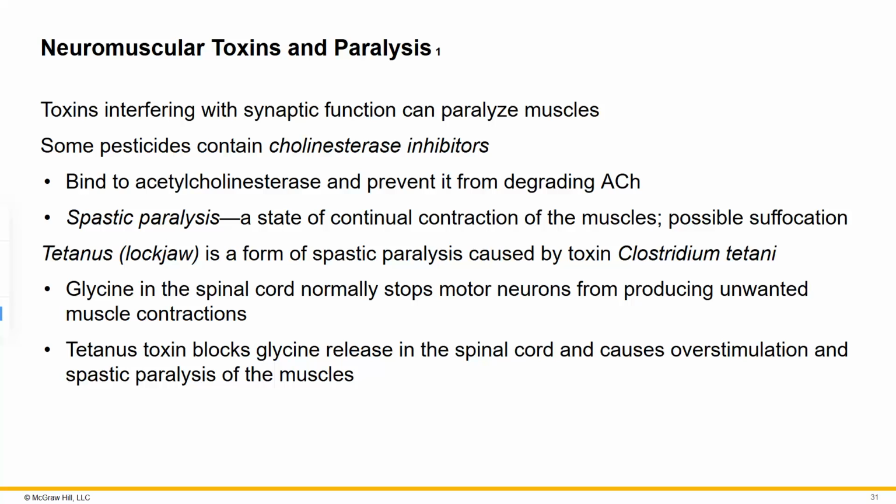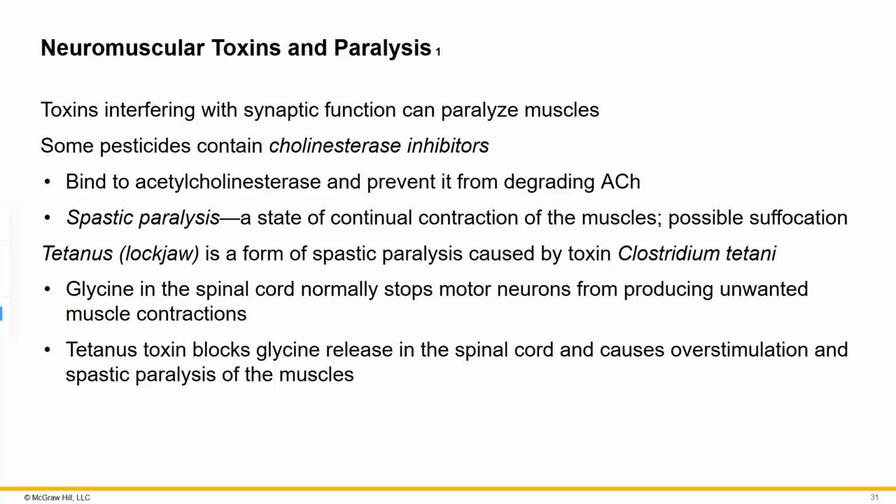Toxins can interfere with synaptic function and can lead to paralysis. Some pesticides contain cholinesterase inhibitors, which bind to acetylcholinesterase and prevent it from degrading acetylcholine. This causes spastic paralysis, a state of continual contraction of muscles, possibly leading to suffocation. If you continually contract your respiratory muscles, you can't relax them, and you can suffocate from that.